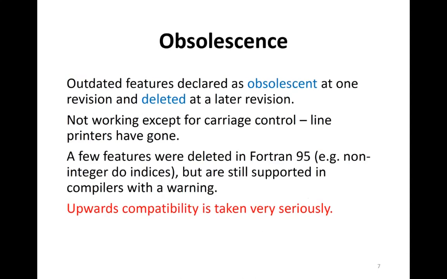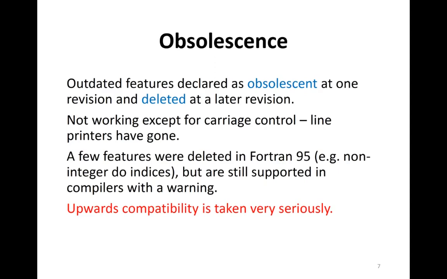We came out with Fortran 90 with the idea of obsolescence. We had two stages. Outdated features were declared as obsolescent at one revision with the idea that they'd be deleted at a later revision. So the idea was you get two notices. So a user who is using a feature would know that that feature would remain for the next revision but might be deleted in the one that followed. And this has just not worked because there is a huge demand for old codes to continue in execution.